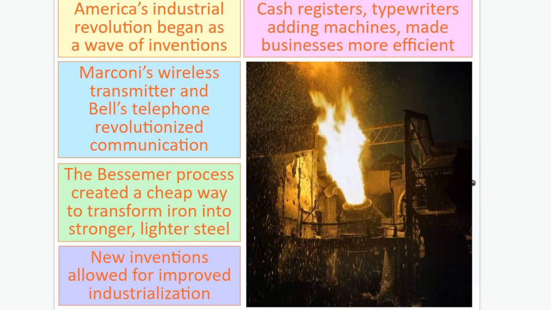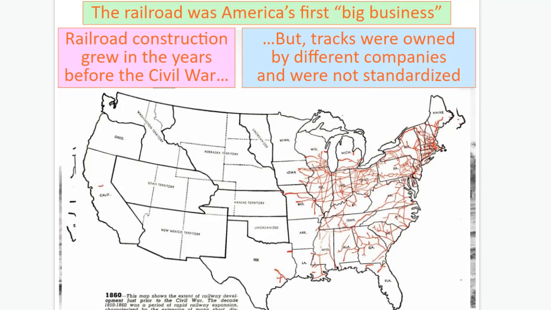So America's Industrial Revolution began as a wave of inventions. The wireless transmitter and the telephone, which we talked about in the last section, revolutionized the way we communicate. The Bessemer process created a cheap way to transform iron into strong, lighter steel, and new inventions allowed for improved industrialization. All these processes and inventions from the last chapter are going to be useful in how we are building the infrastructure across our country.